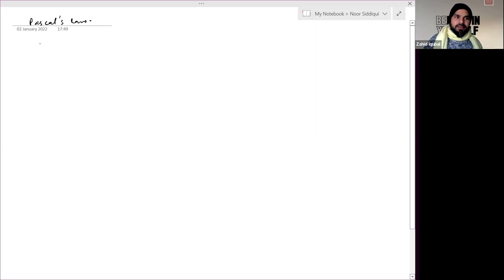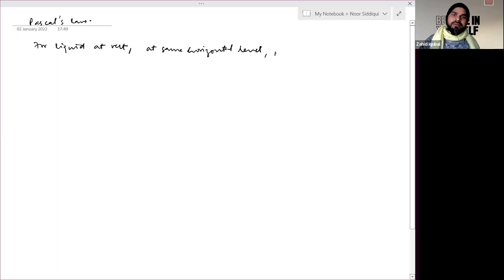It says for liquid at rest, at the same horizontal level, pressure will be the same in all directions.